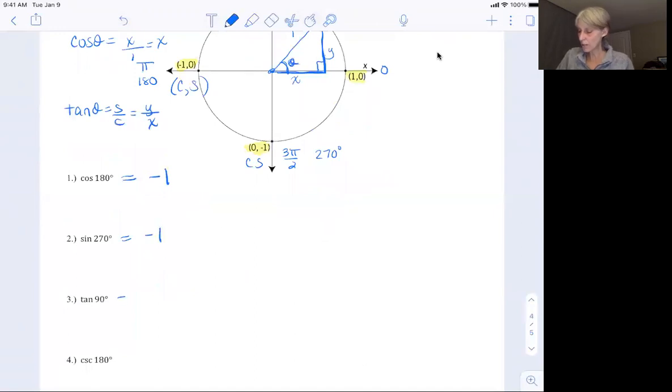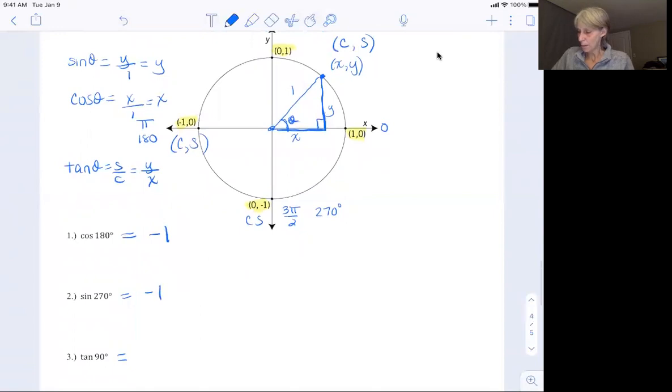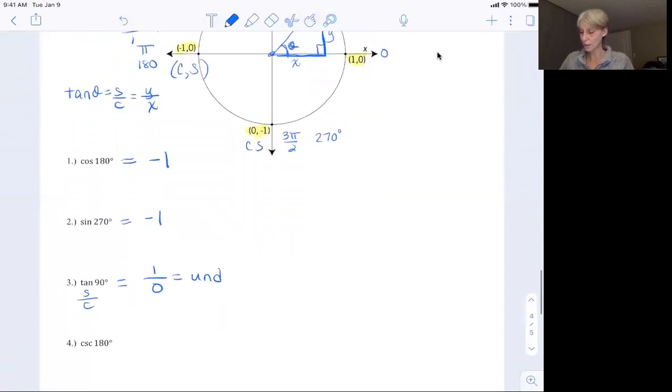The tangent of 90, well, when I go up to 90, my point is 0, 1. So when I go to do sine over cosine, I get 1 over 0, which is undefined. So the tangent of 90 is undefined. And hopefully you remember that last year, because it's a quotient of two functions, it's going to be undefined and not have answers in some places.